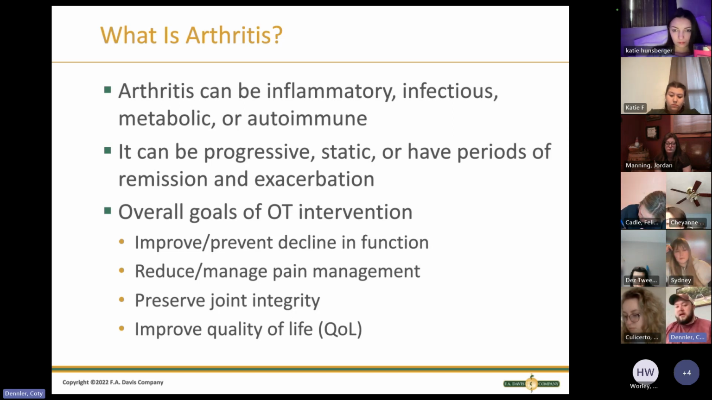Basically, OT in a nutshell with arthritis is we're not going to cure it. You don't cure arthritis, okay? Not for OT. We're going to help improve or prevent decline from function, reduce pain, hopefully, or help them manage their pain, preserve their joint integrity because arthritis does a lot of wear and tear in their joints, and improve quality of life. Got me? Those are the four big components of OT. We are not curing arthritis.